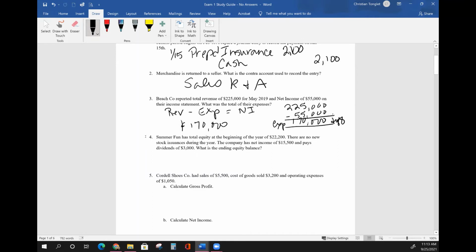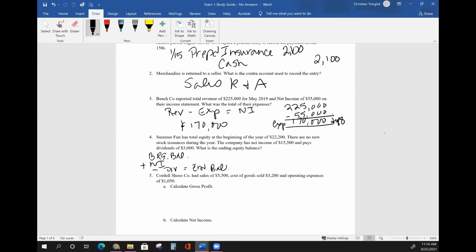Summer Fund has total equity at the beginning of the year of 22,200. There's no new stock issuances during the year. The company has net income of 15,500 and pays dividends of 3,000. What's the ending equity balance? Okay, so we talked about how to calculate retained earnings. We have to take the beginning retained earnings balance, add net income, less dividends, and that equals the ending balance for retained earnings.